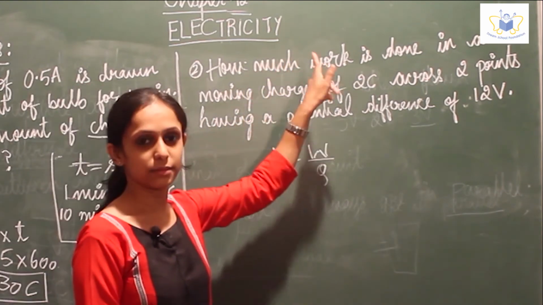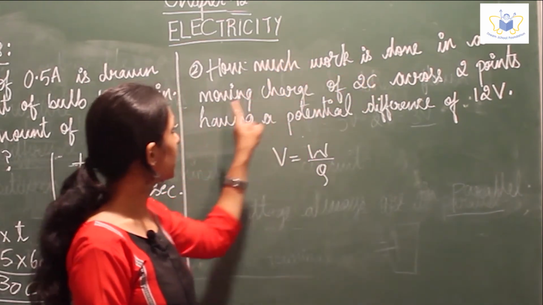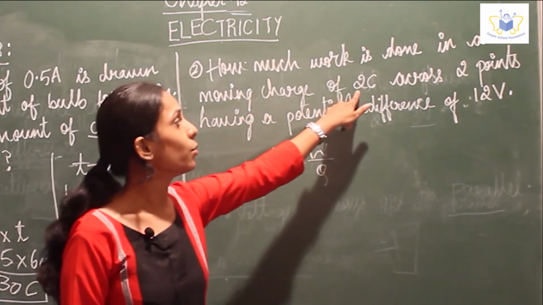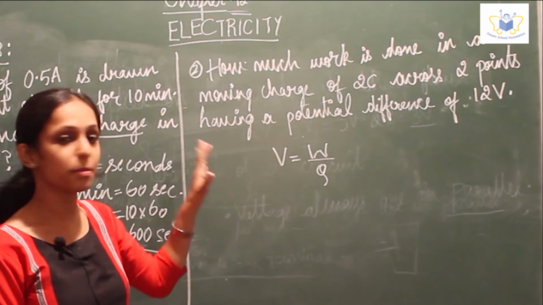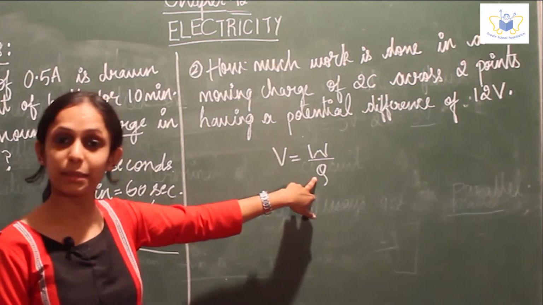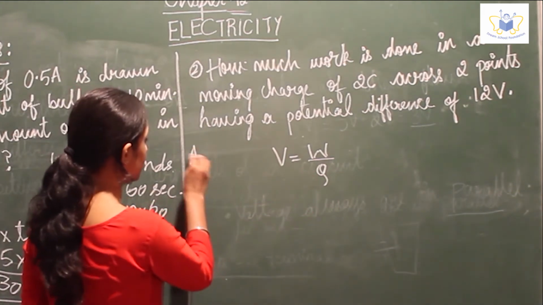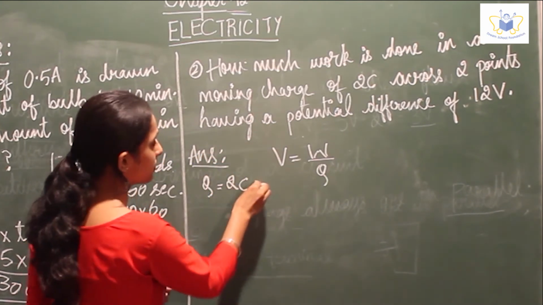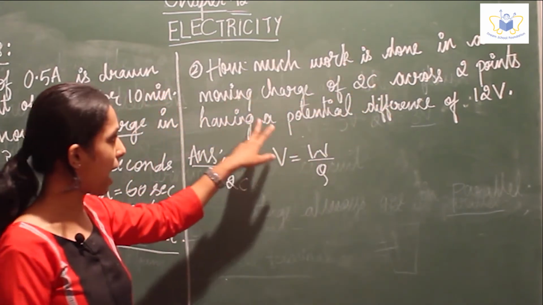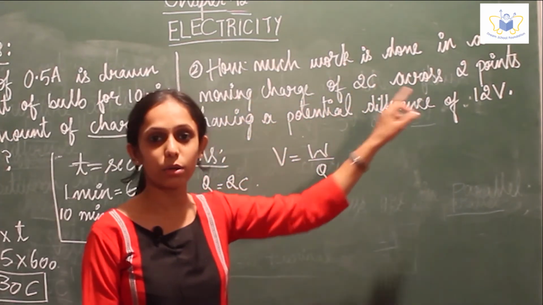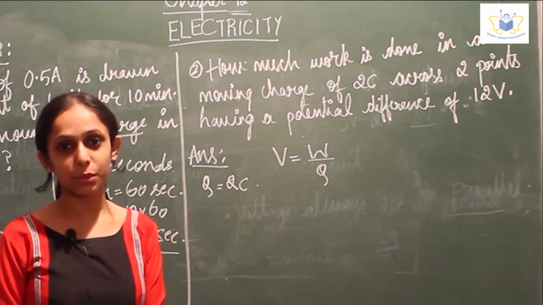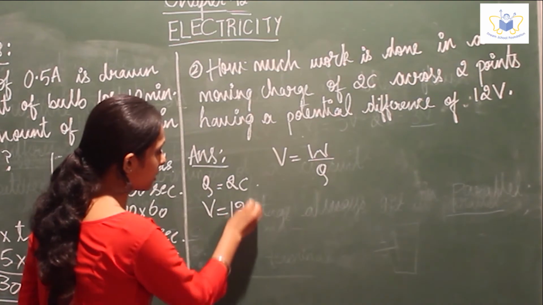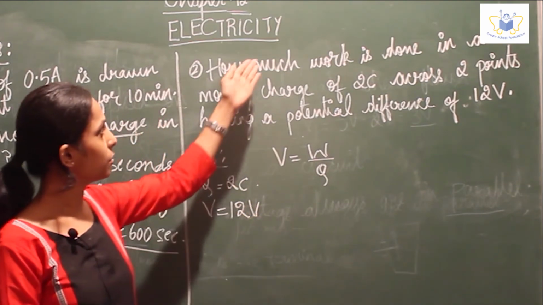How much work is done in a moving charge of 2 coulomb? So my moving charge, what does 2 coulomb means? Coulomb means charge. So which is nothing but Q. So what is given? My Q is given. So Q is 2 coulomb across 2 points having a potential difference of 12 volt. So I told you, how do you represent potential difference? Using capital V. So my V is given to be as 12 volts. So what is asked? Work is asked.